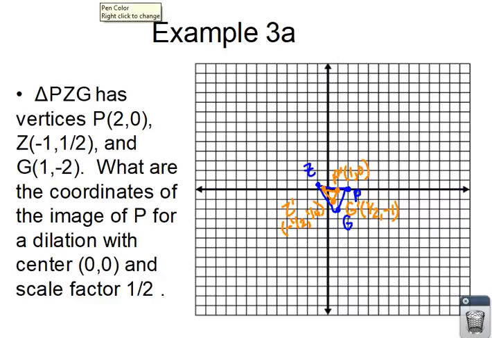Okay, dilations are a little tricky, so you need to be careful about what your scale factor is and what your center is.